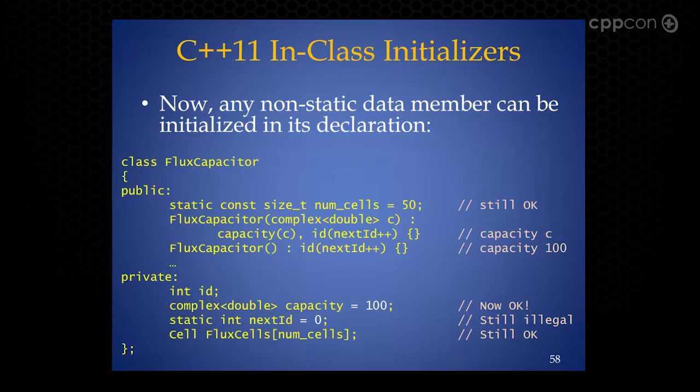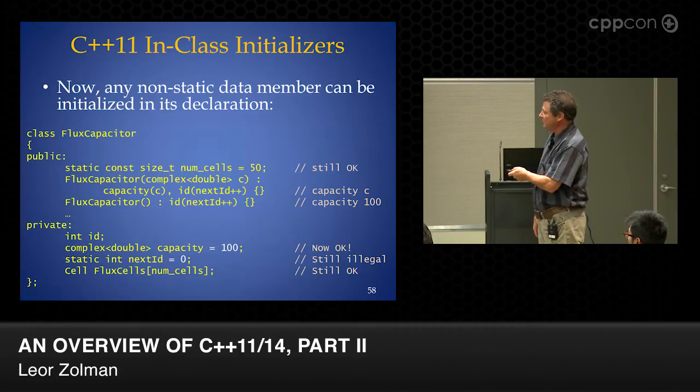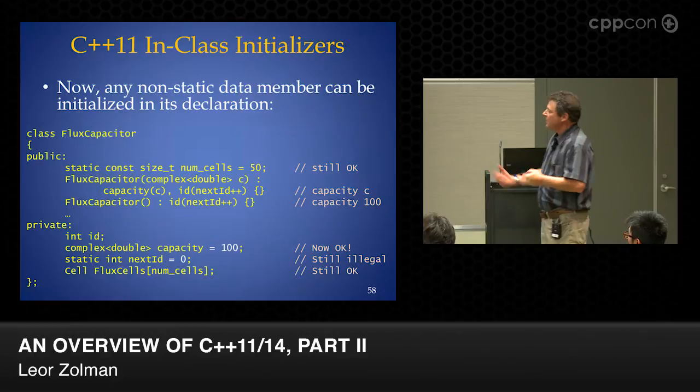So in this particular case for ID, I didn't bother giving it an initialization. I wonder if I could have gotten away with it somehow by using next ID++. I never actually thought of trying that. But in this example, I just didn't put that here. I let the constructors do it. But the capacity, I provide an initial default value of 100.